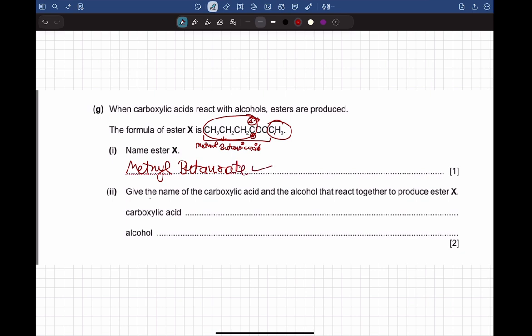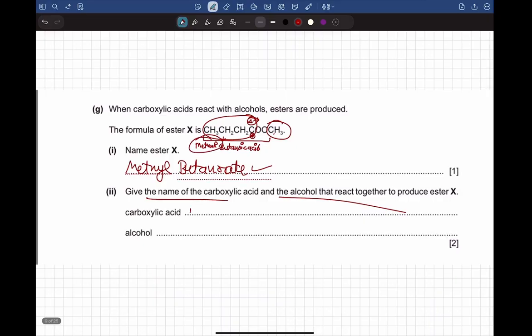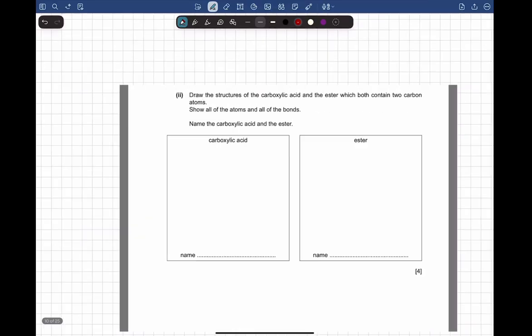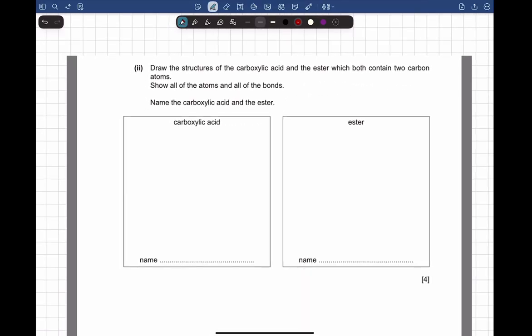Now they're asking the name of the carboxylic acid and alcohol. We have already done this. The carboxylic acid is butanoic acid and the alcohol is methanol. Done. Now, draw the structure of the carboxylic acid and the ester which both contain 2 carbon atoms.